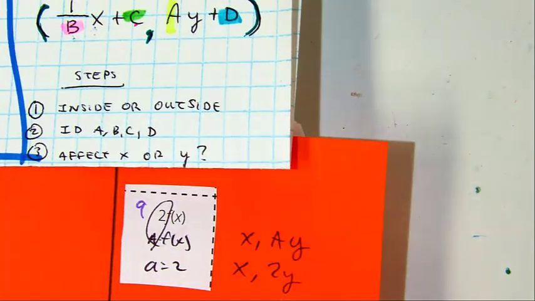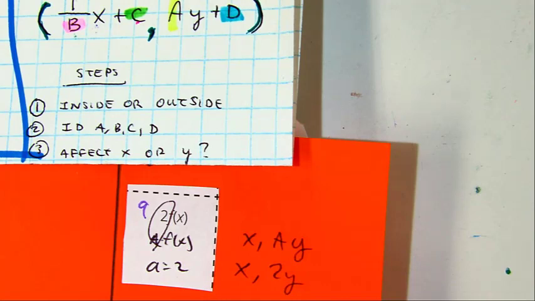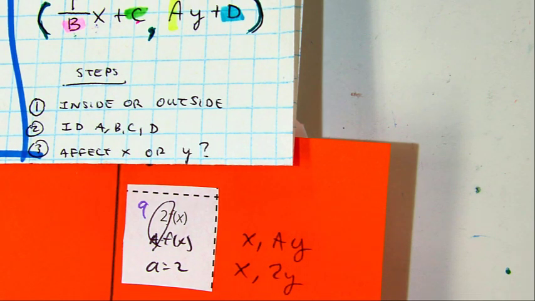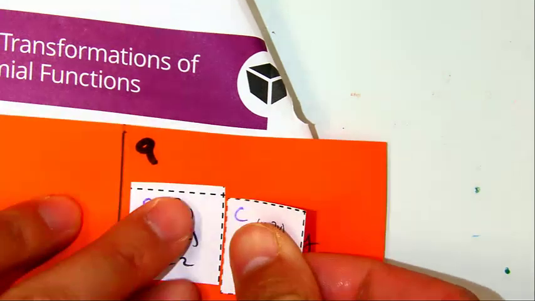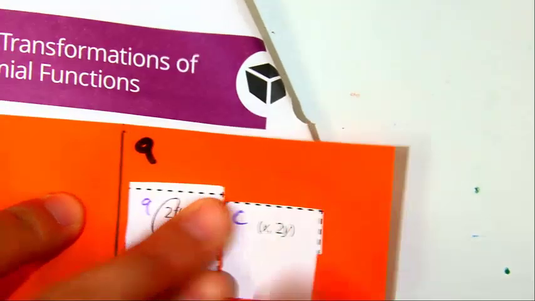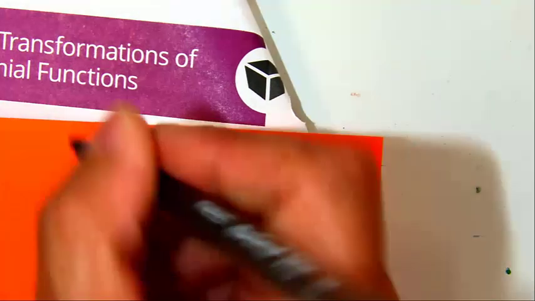And what letter choice is that, Leslie? You said which one? X, comma, 2Y? C. Here it is. Raise your hand if you got that. Good job. C.